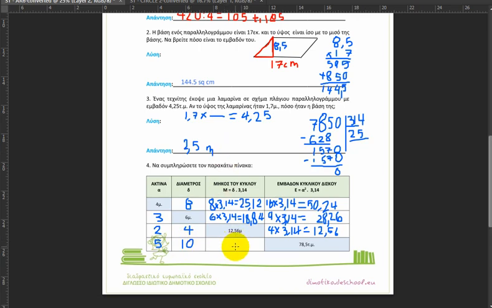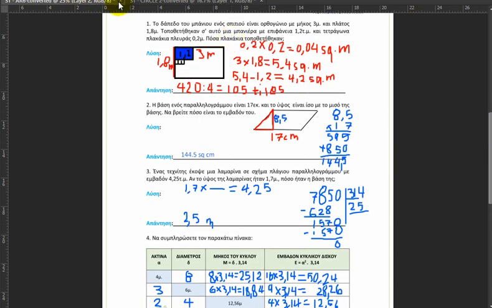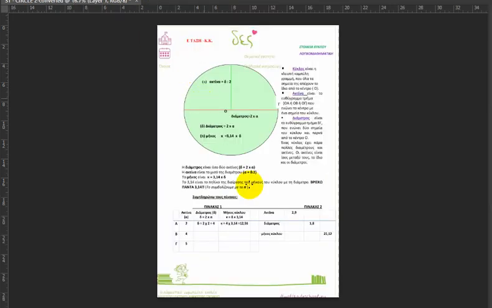And to find the circumference of the circle, I'm going to need to do 10 times 3.14, which is going to give me 31.4. And that's it for this exercise. Let's move on to the next one. Here we have a circle.